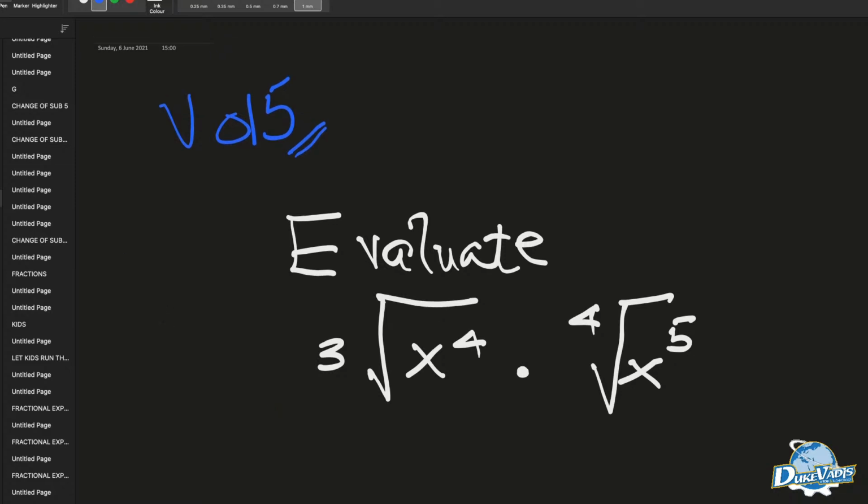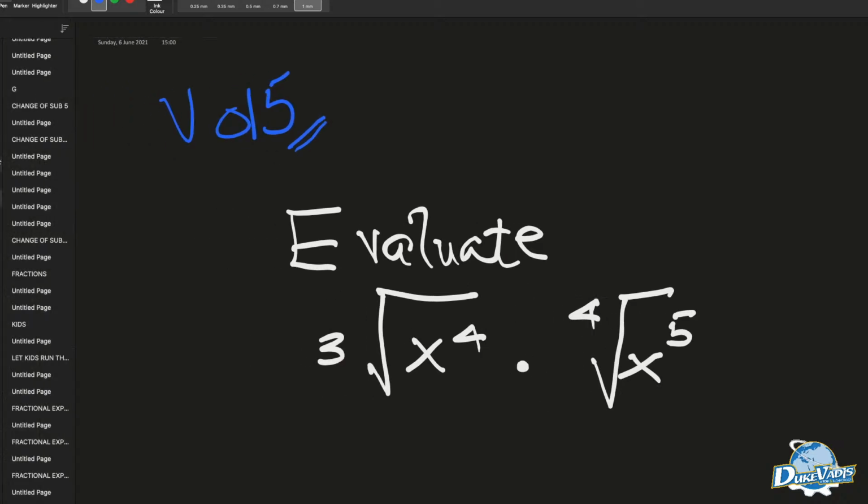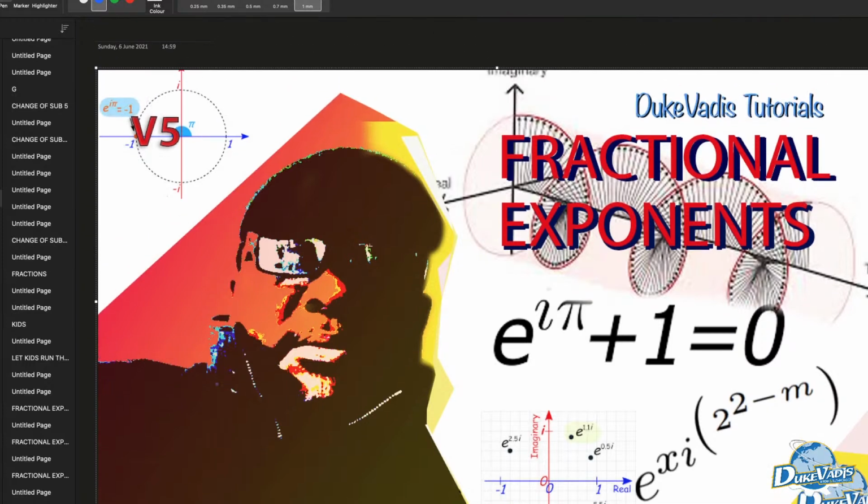It's very interesting and nice because, the way it looks, if you don't know how to tackle it, you may think this is complicated, but this is so simple. It's all boiled down to the principles of indices. But we are dealing with indices, or what you call the exponents, that are fractions. So that's why we say fractional exponent. Do you understand it? So here is our volume 5.